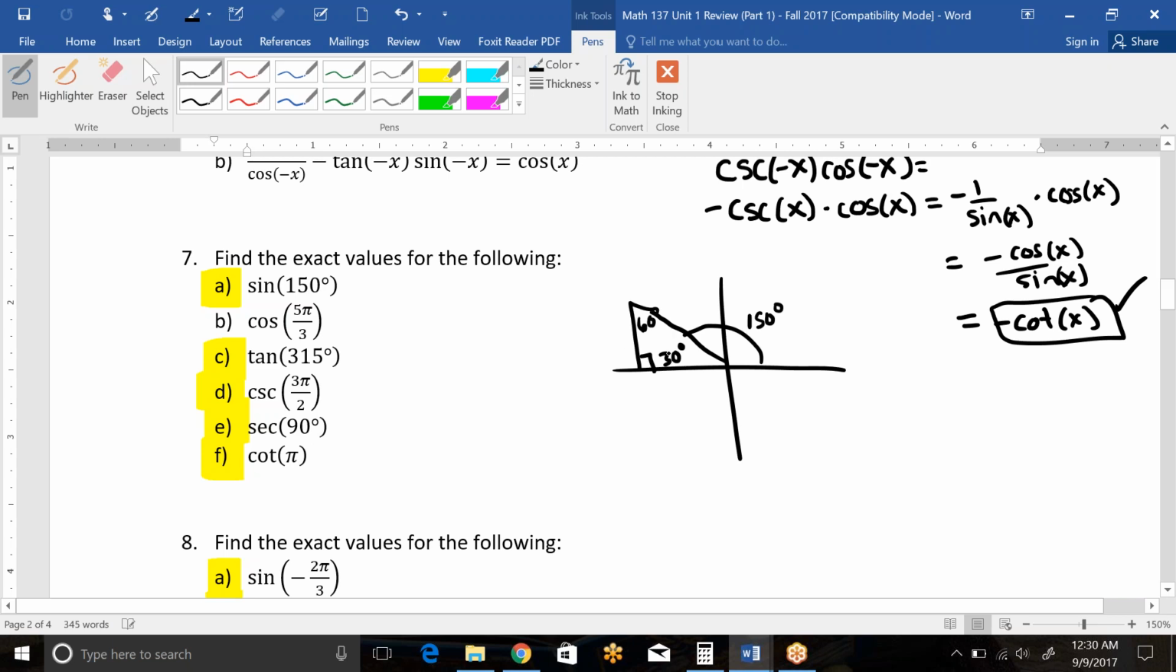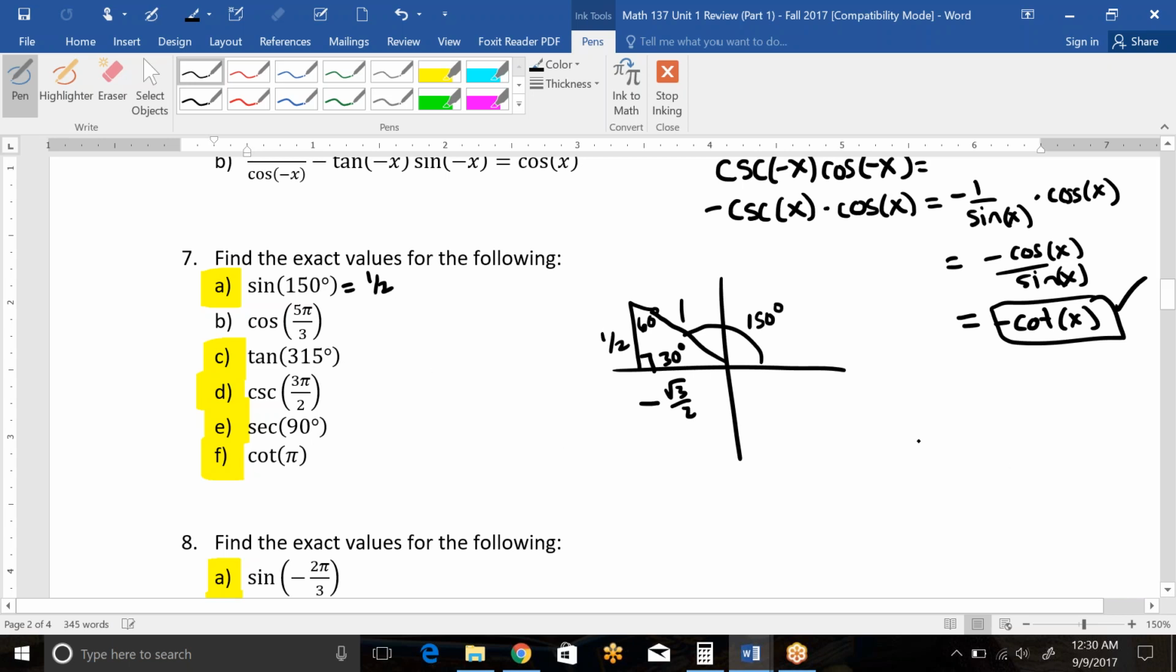And remember, in a 30, 60, 90, half is across from 30, square root of 3 over 2 is across from 60, and the radius, or the hypotenuse, is 1. But you have to be careful with signs. In a quad 2, you have negative x values, positive y values, and the radius is always positive. So when we ask what's the sine of this, you have to remember which one is sine. Sine is the y value, so this would just be 1/2.